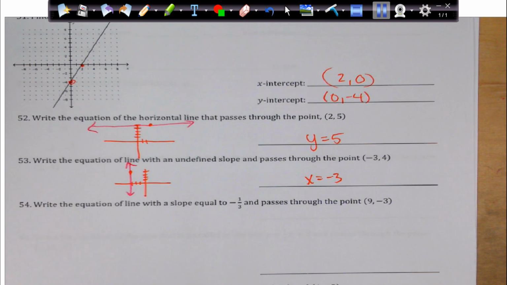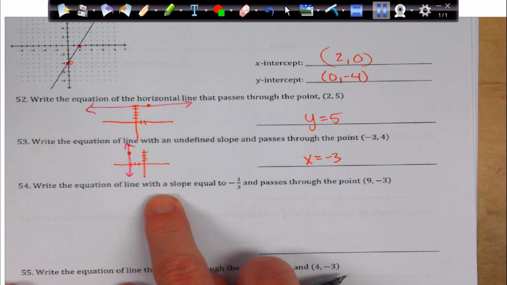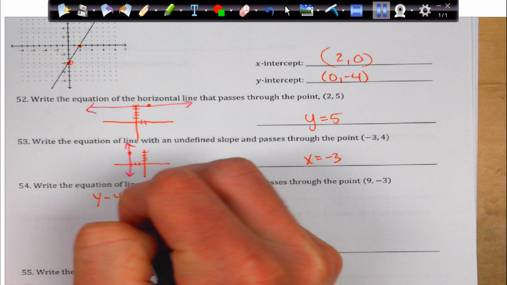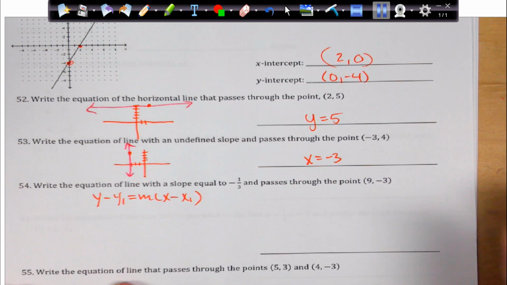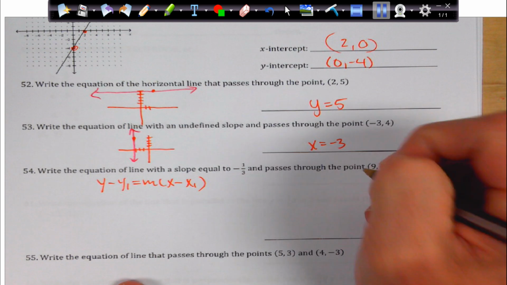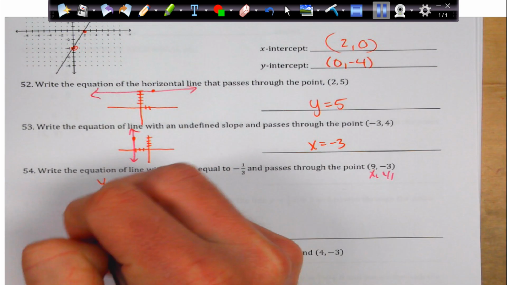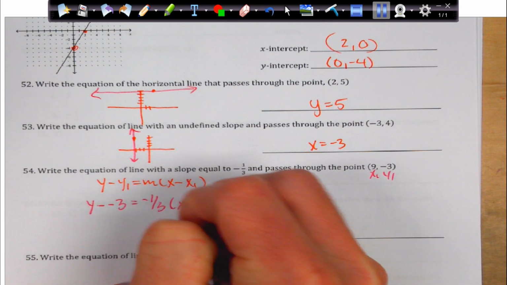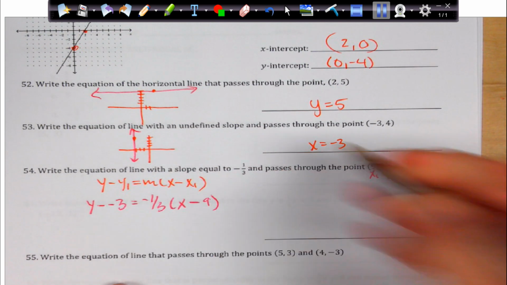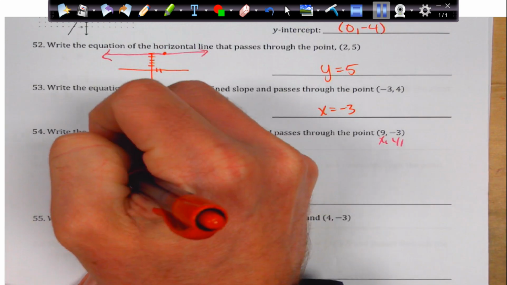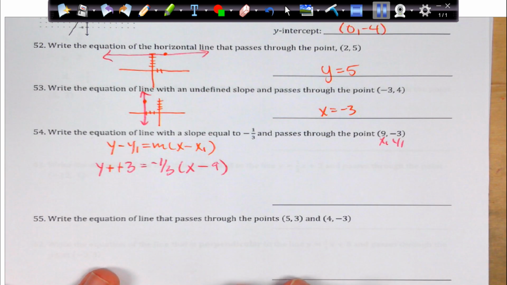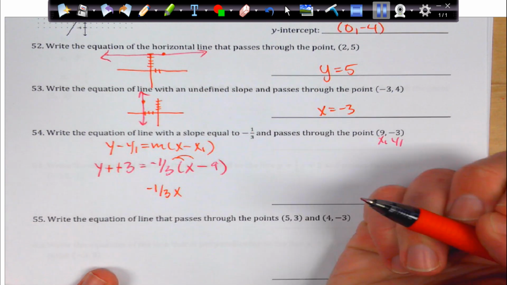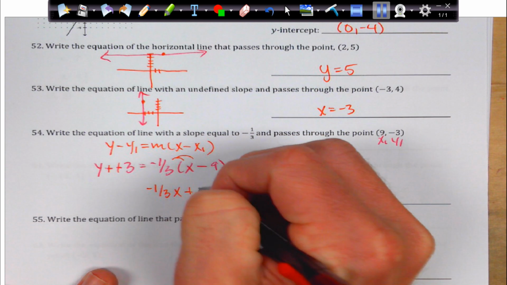All right, write the equation of a line with a slope that passes through a point. So we got to use point slope form. So I'm going to write it once, and we'll use this for probably a couple problems. And we'll label this x1, y1. So we get y minus a negative 3 equals negative 1/3 times x minus 9. Okay, so 2 negatives make that a positive over there. We're going to distribute this, so I get negative 1/3 x, and then negative 1/3 of negative 9 becomes a positive 3.